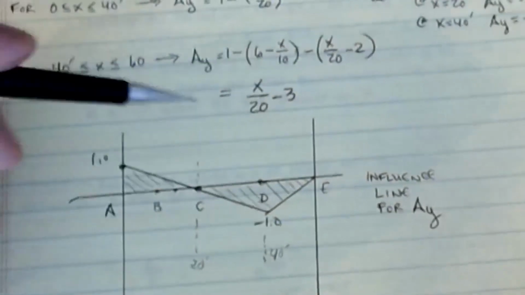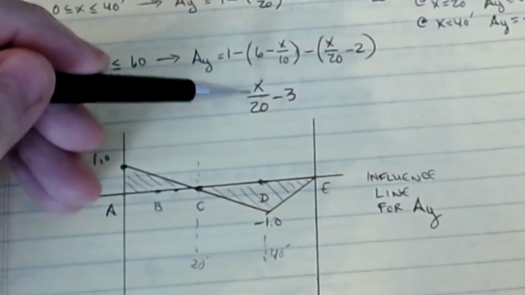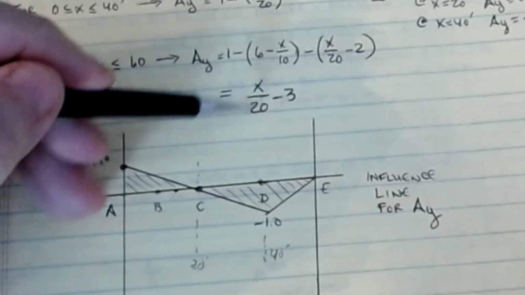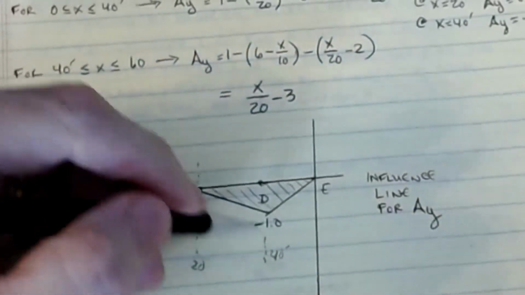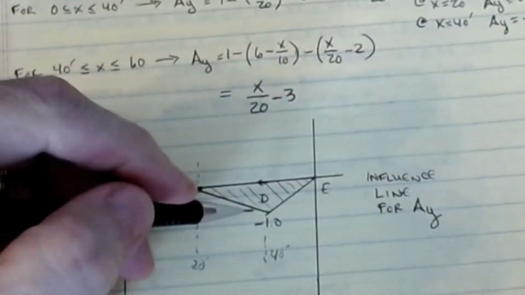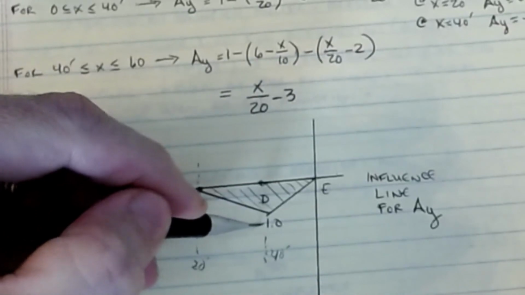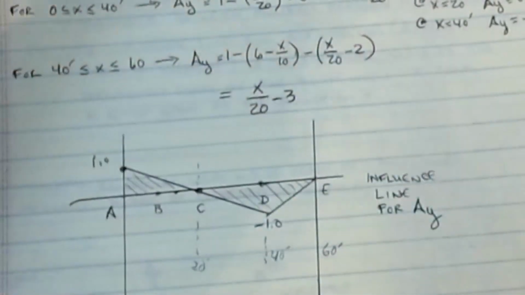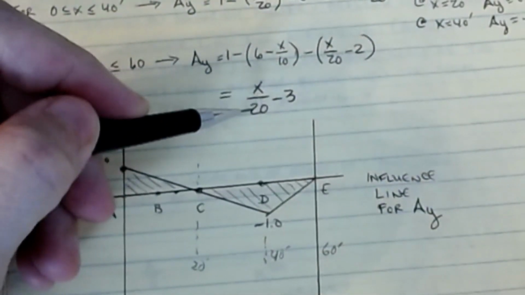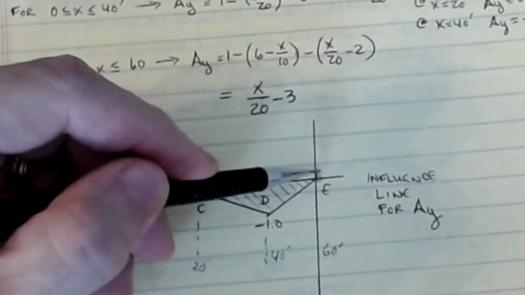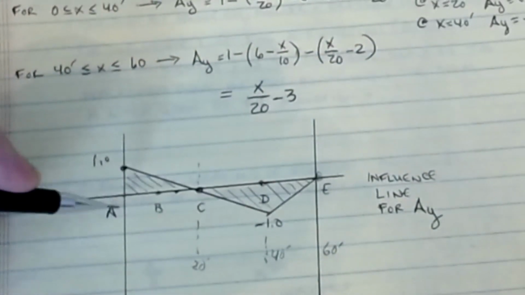And then for the other side of it, when x is equal to 40, that becomes 40 over 20 is 2, minus 3. That's a negative 1. So that jives with this, and that should, it shouldn't jump in this case. Then at EY, when x is equal to 60, because that's the value of the distance x here, I plug in 60 over 20 is 3, minus 3 should be 0. That makes sense because the point load sitting at the support is not going to cause a reaction over here.